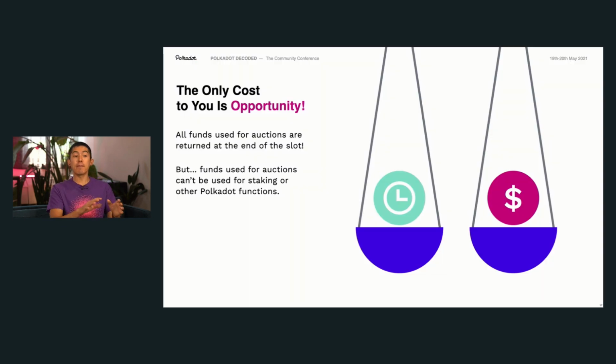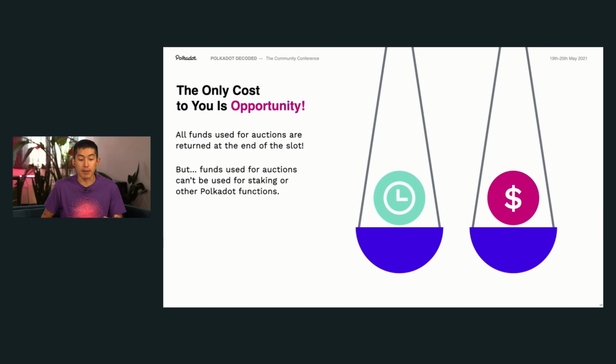So it's also very important to note that when you bid in an auction, you use DOT, but you're not actually spending those DOT to win an auction. You just lock them up for the duration of a slot, which means that when the slot is over and your parachain is offboarded or wants to continue later, you get all of your tokens back.